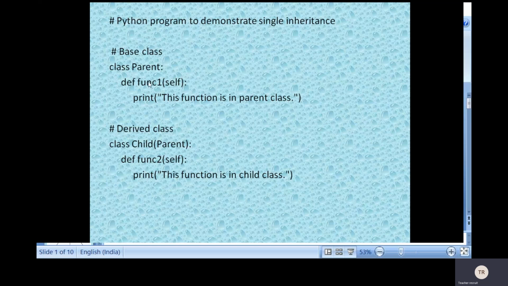So there is only one parent. As you can see, class parent. Right? Then we have a function. I have defined one function and a simple print statement. Similarly, a child inheriting from the parent, a function, and again a next print statement. Okay. Now let's see, using our live code, how we can access it.